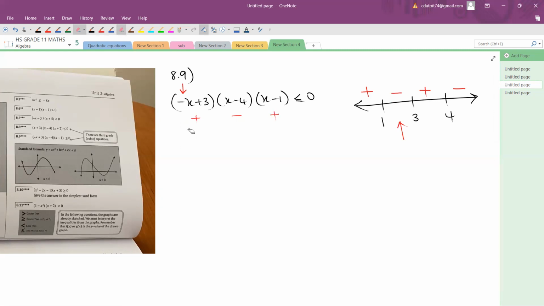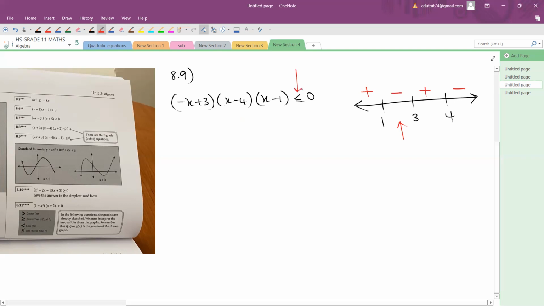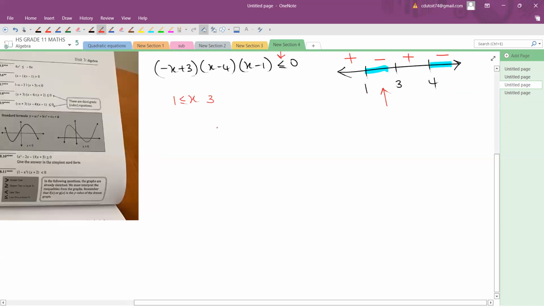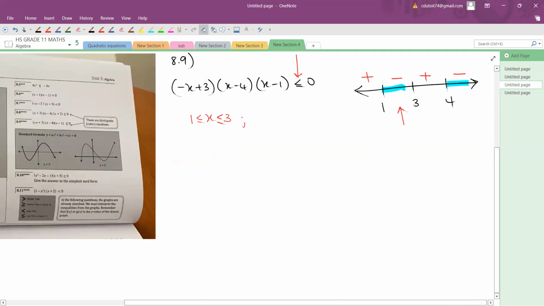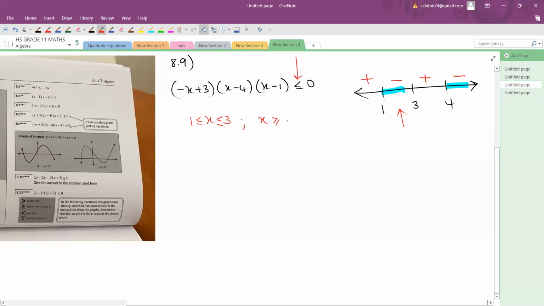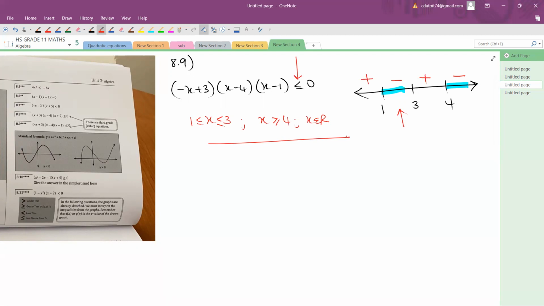That's correct. I'll show you now when there's a square. Okay, so I'm looking for what? I'm looking for smaller or equal than 0. So I'm looking for all my negative sections. There and there. That one section starts at 1 and ends at 3. So x must be larger or equal than 1, and smaller or equal than 3. Or the other section is larger than 4. So x must be larger or equal than 4. And x is real numbers. You understand that? Yeah. It's very important.